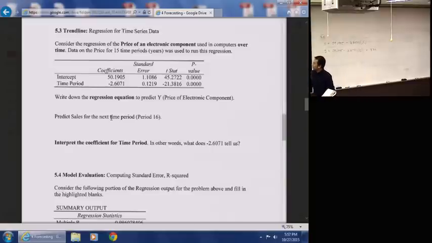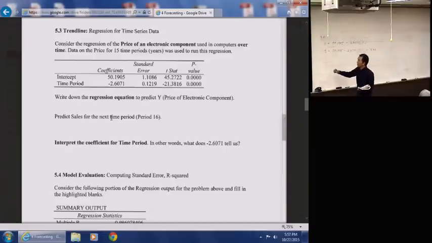Okay, and again, interpret the coefficient for the time period. In other words, what does negative 2.6071 tell us? Is it depreciation kind of? No, it's like an industry trend. Like iPhone prices tend to go down, electronic prices tend to go down. It's not like accounting depreciation.